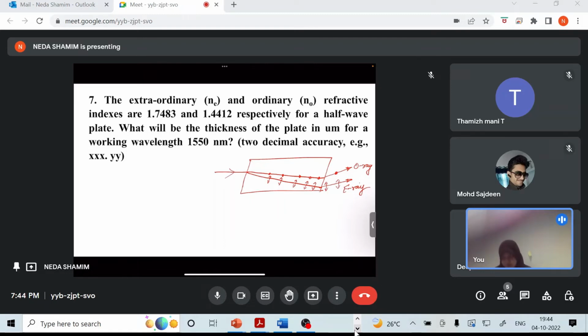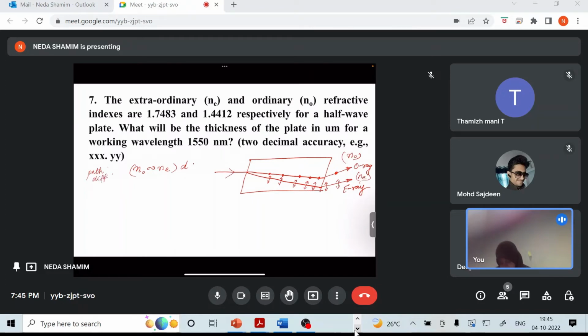Basically, these plates have some thickness, so some path difference will be introduced in the ordinary and the extraordinary ray. We have Ne and No as the refractive indices: No is the refractive index of the ordinary ray, and Ne is the refractive index of the extraordinary ray. The path difference depends on the refractive index. If the plate has a thickness of d, the path difference introduced will be (No minus Ne) times d.